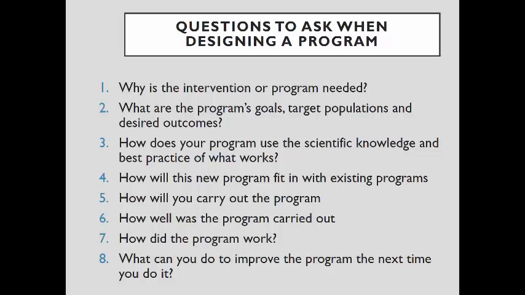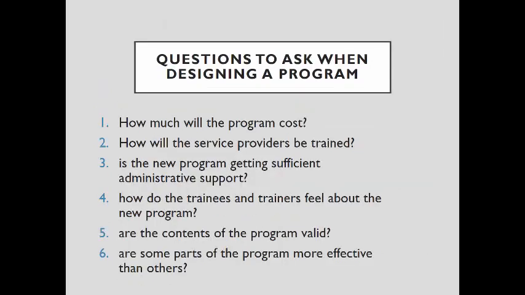How are you going to carry out the program? So who's going to deliver it? Where will it take place? How many times a week will it happen? You're also going to look at how well the program was carried out. So you're going to train your people. You're going to make sure that they are doing things the way they should. How did the program work? This is your outcome data, so these are your pre-post measures. And what can be done to improve the program for next time? So these are your recommendations. You also want to know how much your program is going to cost. Who's going to train the people that are going to be doing the program?